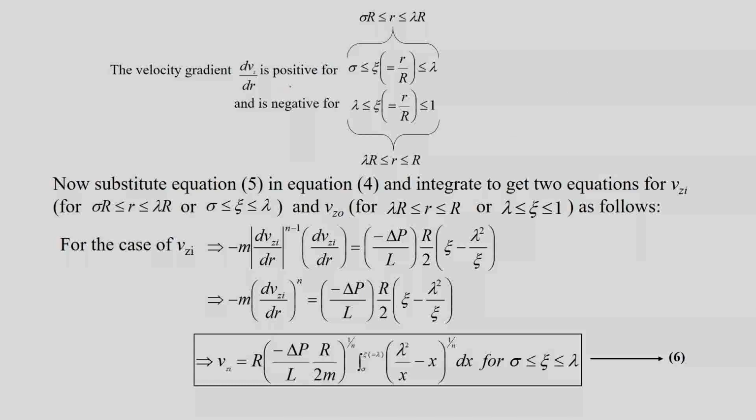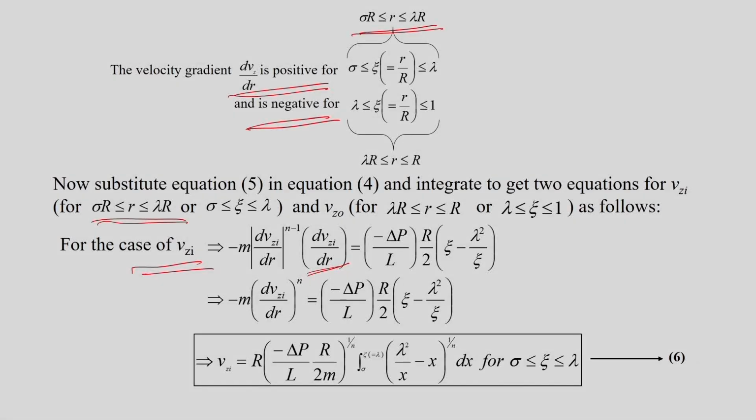So, the velocity gradient is positive between r equal to sigma R to lambda R, that is towards the inner wall region. Okay. So, where dVz by dr is positive, and then from lambda R to capital R it is negative. So, for either of the cases now we see. For the first case, we see the case of r equal to sigma R to lambda R. In this region the velocity gradient is positive. So, we have this dVzi by dr, and we take the positive.